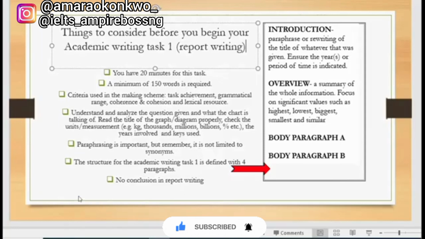Then the structure. We're going to look at the structure of your report writing. So this is the standard structure that works for a report.